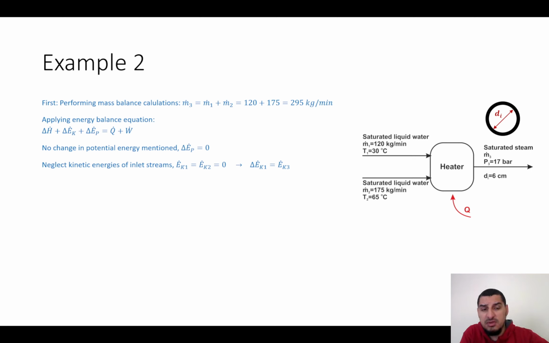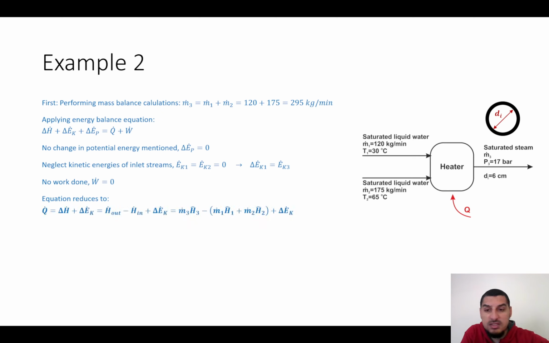It's just a unit that is used to boil water. So there is no work included here. So the work is 0. So you'll end up with just 3 terms: the enthalpy change, kinetic energy change, and Q. And if we write it in more detail, Q is going to be delta H plus delta kinetic energy, and delta H is H out minus H in. H out is the enthalpy of this stream, it's only one stream, and H in is the enthalpy of these two streams. So this is why we have it as M3 H3 hat minus the summation of M1 H1 hat plus M2 H2 hat.